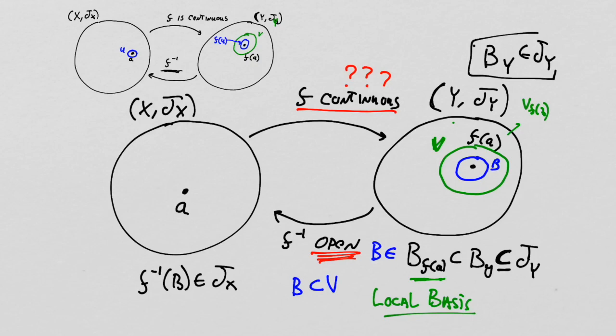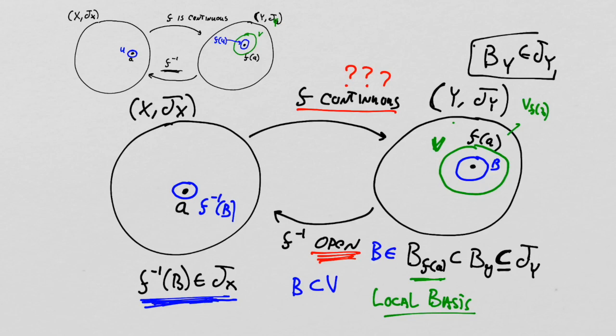We're going to look at the preimage of this open set B that contains F of A under F inverse, and F inverse is open. So we're guaranteed to have an open set somewhere over here that corresponds to the open set B. It's guaranteed to be open because by assumption, F inverse is open. We shall draw that open set like this, and we'll call that F inverse of B. And F inverse of B is an element of the topology of X.